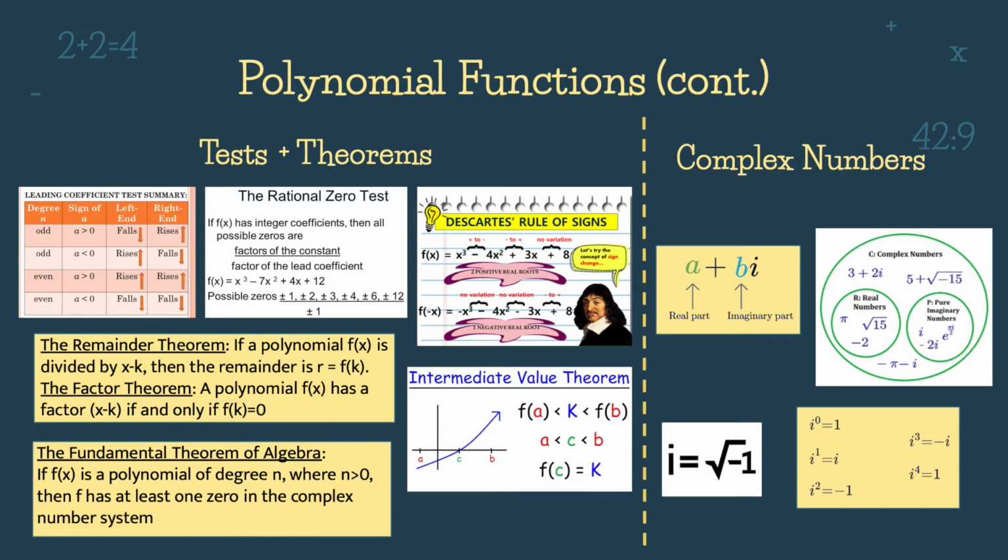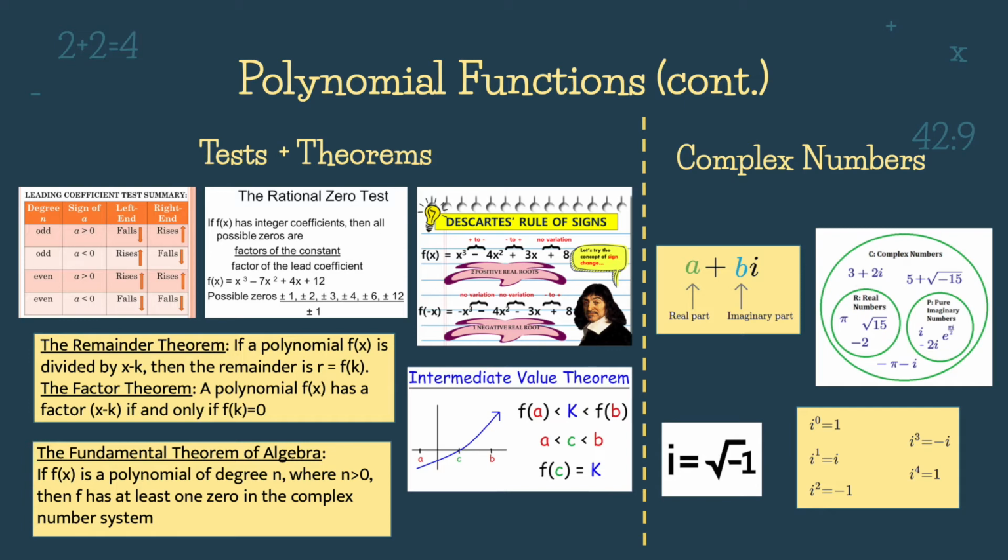Descartes' rule of signs is used to find the zeros of polynomials. We can use the intermediate value theorem to help locate zeros of polynomial functions, as shown. The remainder theorem states that if a polynomial f of x is divided by x minus k, the remainder is r equals f of k.